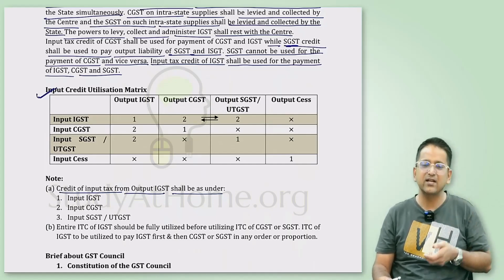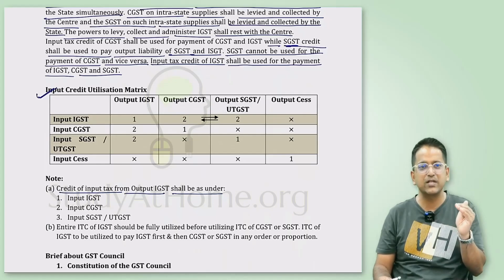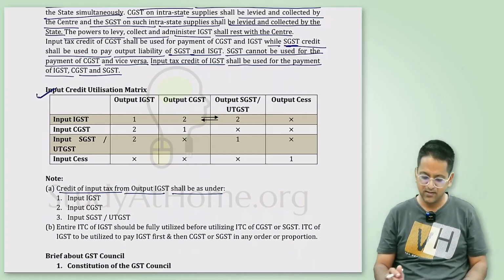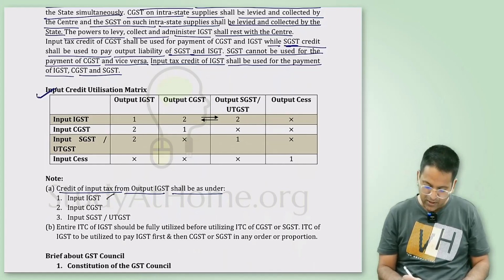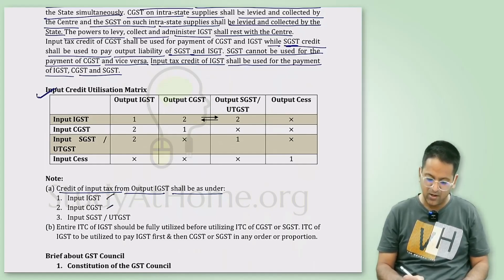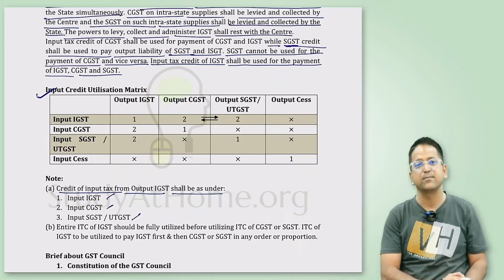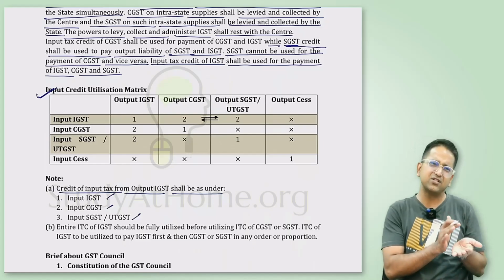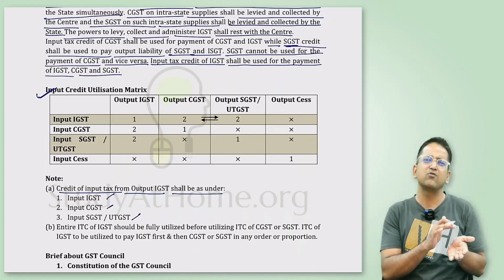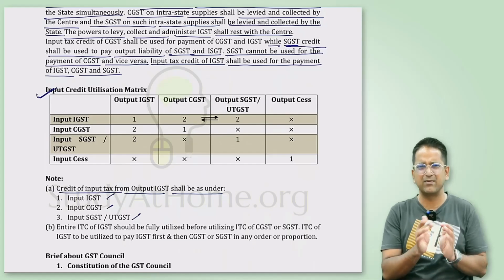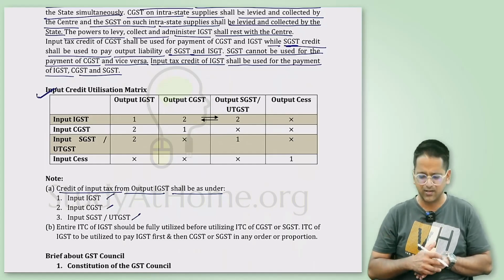How will you deduct? The output IGST is paid by adjusting the input IGST first, okay? Then adjust the input CGST and then the input SGST. For example, when I say SGST, if it's for a union territory, it will be UTGST. So we don't need to say it repeatedly.